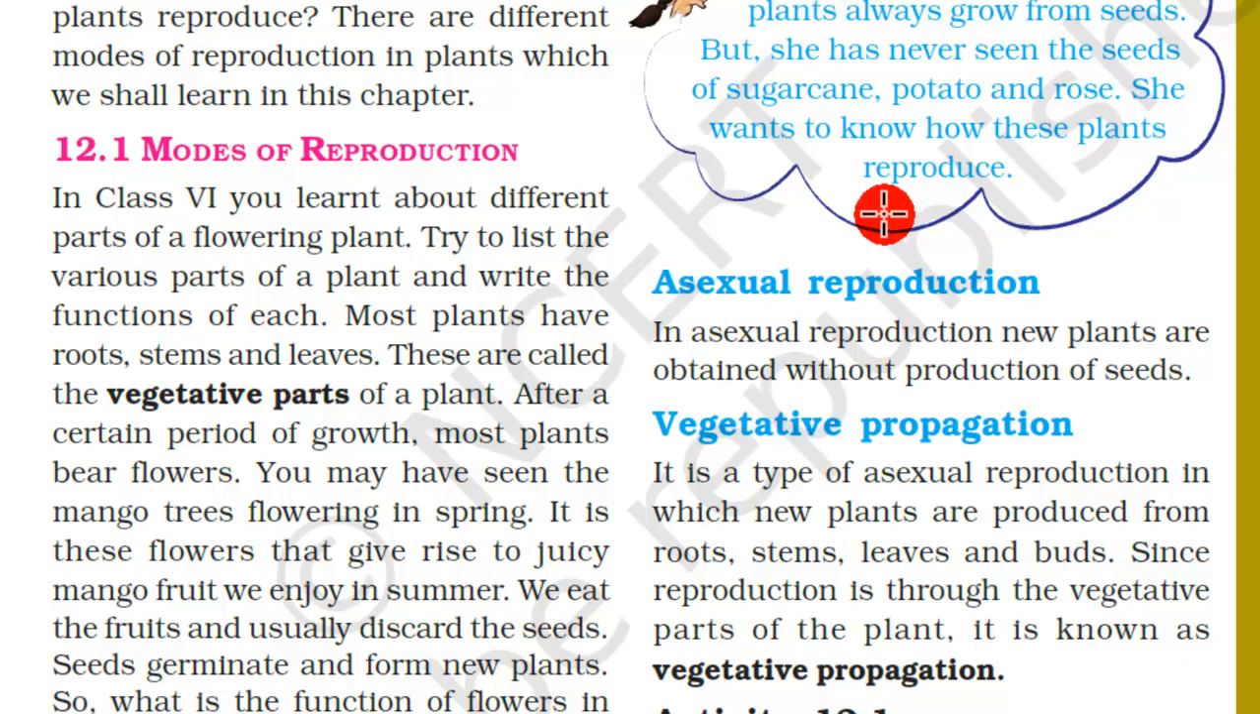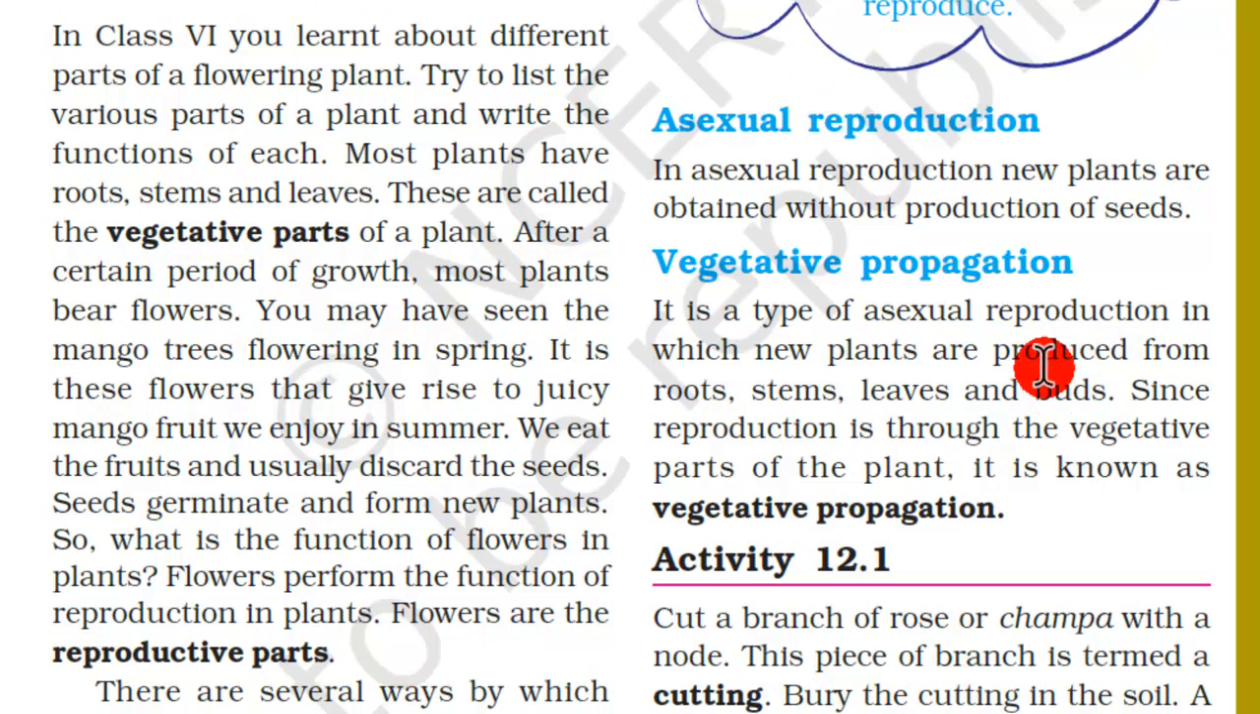As we discussed just now, in asexual reproduction, new plants are obtained without the production of seeds. That is, there will be no seeds. Seeds are not required in order to produce the new plant in asexual reproduction. But let's see the vegetative propagation.